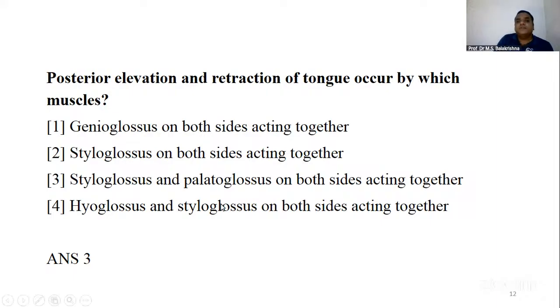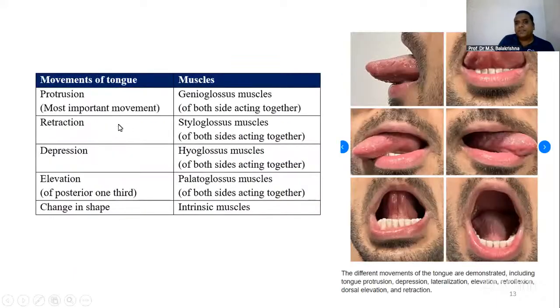Okay. So see this. Protrusion of the tongue, the same thing. The tongue you are trying to put out is because of genioglossus muscle. Retraction is styloglossus. So this was part of our question. Depression is hyoglossus. Elevation of the tongue is because of palatoglossus. So that was our answer. Styloglossus and palatoglossus. So it was a combination of this table. And change in shape is because of intrinsic muscles. See how, a question, you read a table, you know everything.